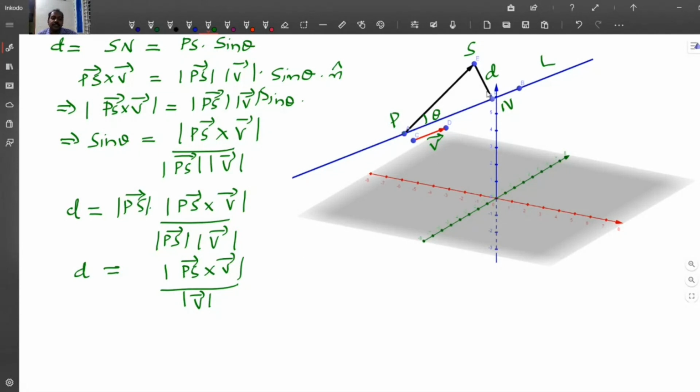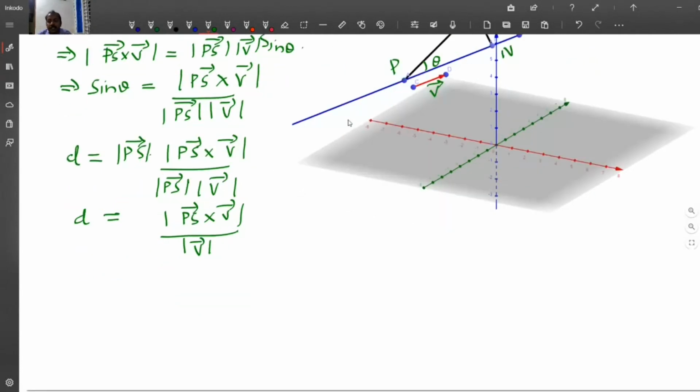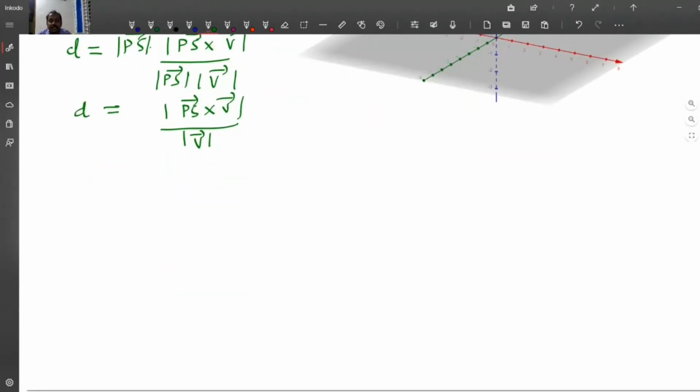So that is this distance d, SN. Therefore the distance between the line L and the point S, with the line parallel to V, is d equal to modulus of PS cross V divided by modulus of V.